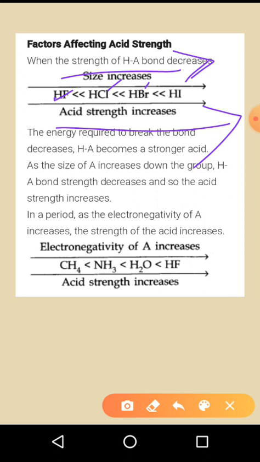HA becomes a stronger acid. As the size of A increases down the group, the HA bond strength decreases, so the acid becomes more acidic, or the compound increases its acidic strength. In a period, as the electronegativity of A increases, the strength of the acid increases. Here is the sequence: CH4 is less acidic than NH3, then H2O, and HF is more acidic in nature.